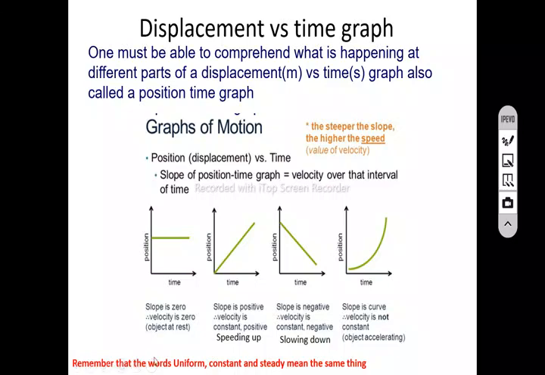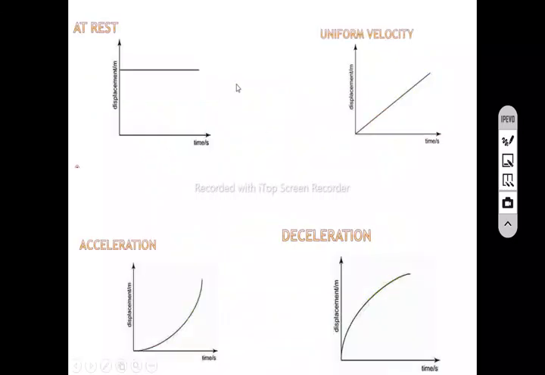Look at what I wrote on the board. Remember, look at the words in red. The words uniform, constant, and steady mean the same thing in kinematics. Are we clear? Don't let your examiner take you by surprise. If you have drawn that already, all you need to do is draw just that one. Are we clear or not?